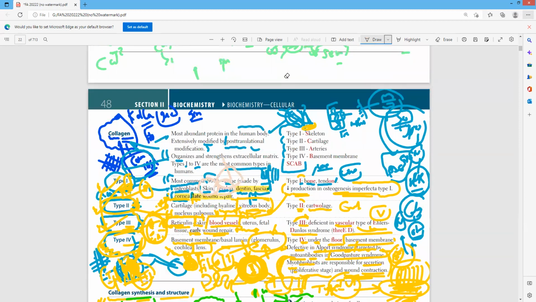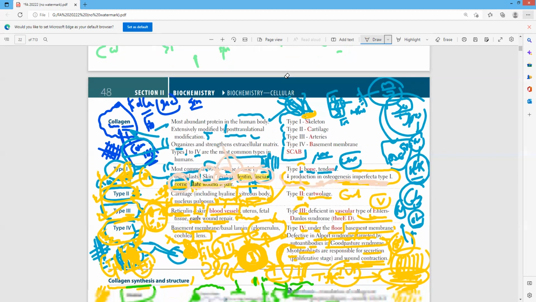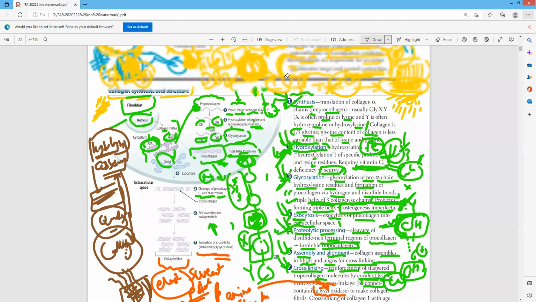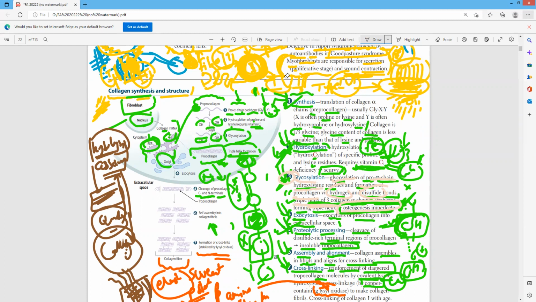Remember tendon, dentine, fascia, cornea, late wound repair? Do you remember all that? Remember the decrease in production of what? Of otherwise healthy collagen, which will be affected in osteogenesis imperfecta. Do you need a triple helix? Do you need glycosylation of the pro-alpha chain, hydroxylation, formation of pro-collagen via hydrogen and disulfide bonds, and triple helix formation? Do you associate the information with each other?